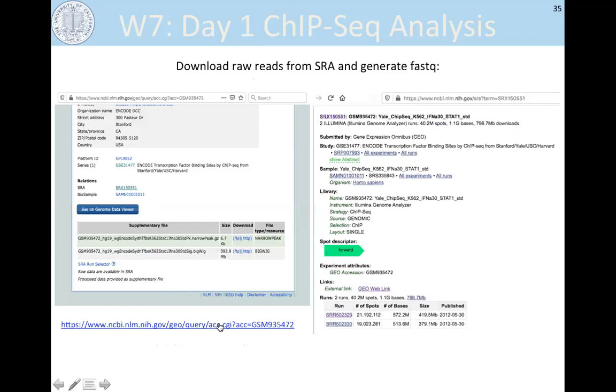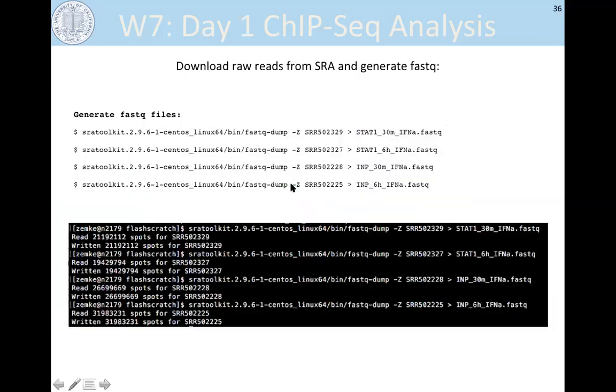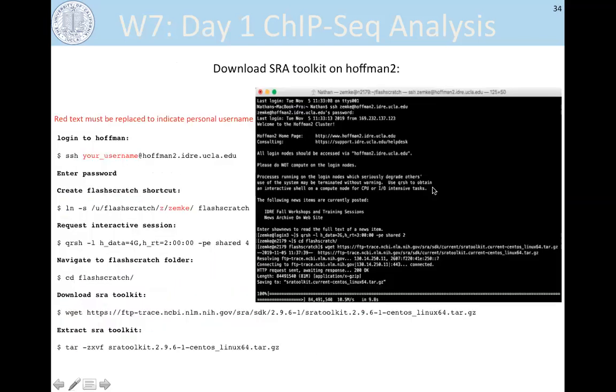So if you go to NCBI, you can click here, you can see information about the data set that we're gonna download, how many spots or how many reads it has. And what we're gonna do is download both the CHIP FASTQ files for stat1, 30-minute, 6-hour interferon alpha treatment, and also the input. So we can use that as a control for peak calling for both. So we're gonna download and generate 4 FASTQ files. So we'll start with that.